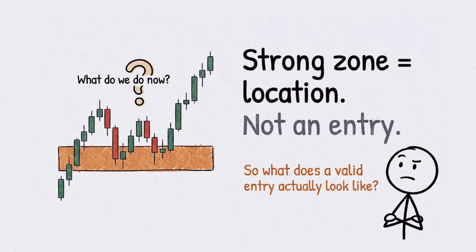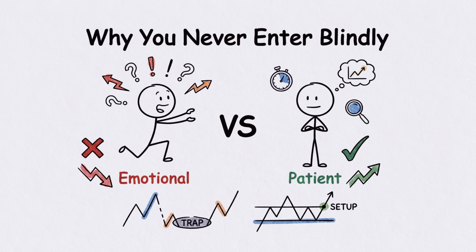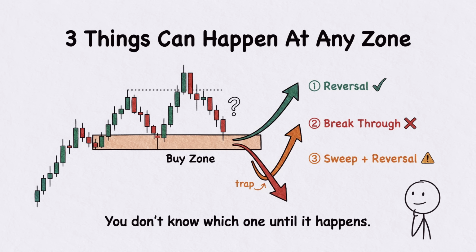But even a strong zone is only a location. It is not an entry by itself. This is the part that separates patient traders from emotional traders. When price returns to any zone, three things can happen. First, price respects the zone and reverses. This is the outcome everyone wants. Second, price breaks straight through the zone. The level that looked strong becomes useless. Third, price sweeps through the zone first, traps early traders, and then reverses.